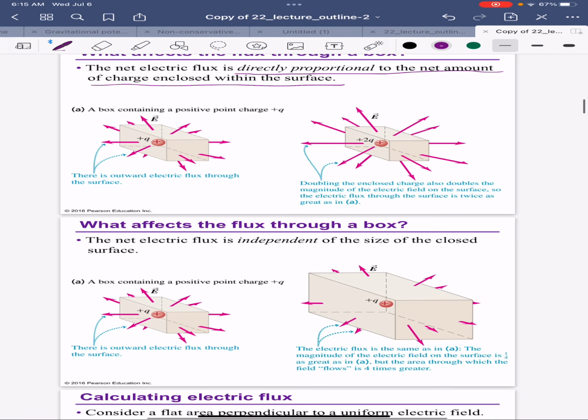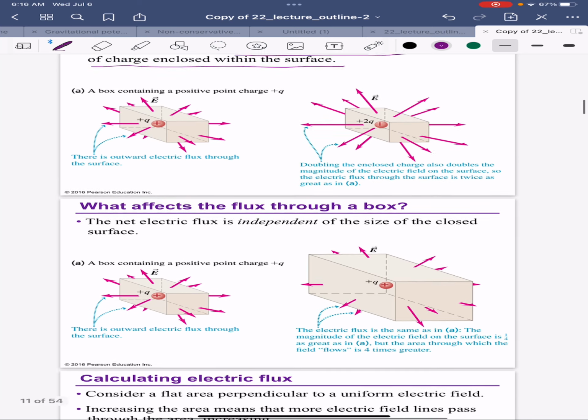We will also know that the net electric flux is independent of the size of the closed surface. Therefore, you're going to see that we will not be saying anything about the size of that Gaussian surface that we are going to have. If I have a box or another box that is bigger, we will not have any effect because of the size.